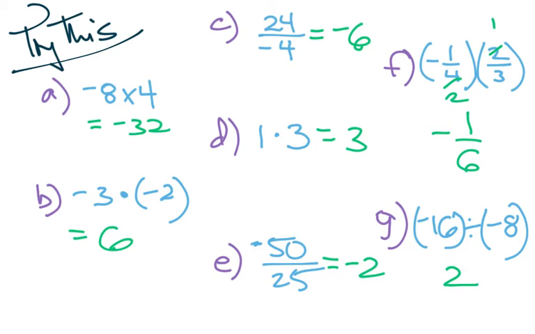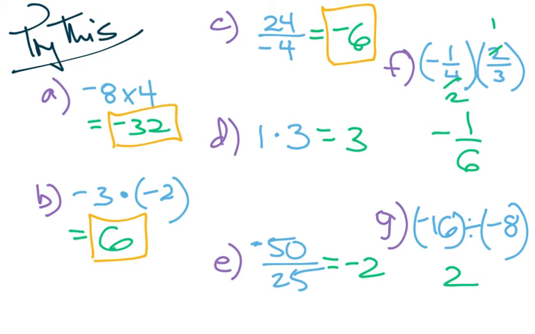And you're back. The revelation has begun. Clearly in the first one, it's unlike sign multiplication. Therefore, the result is negative 32. In the second one, it is like sign multiplication. Therefore, the result is positive 6. Next one is unlike sign division. Therefore, the result is negative 6.